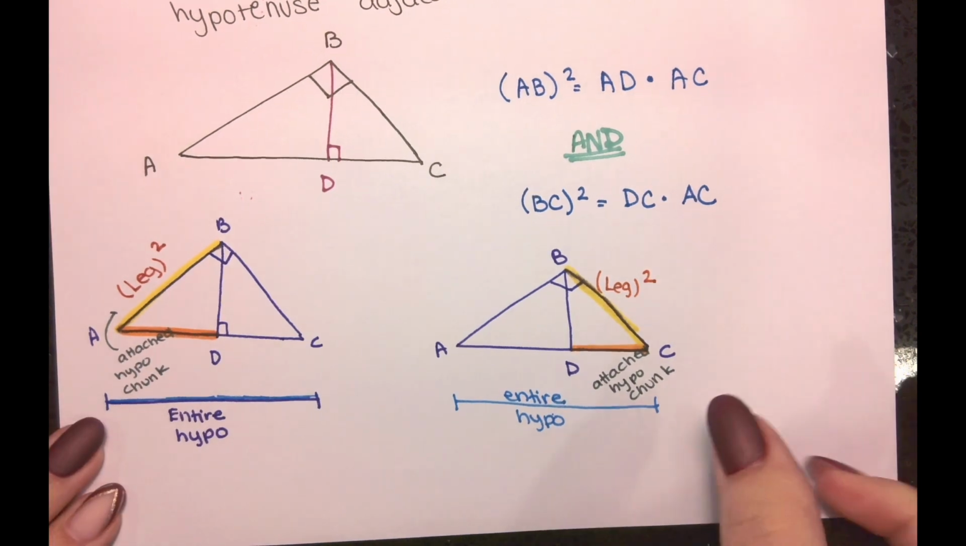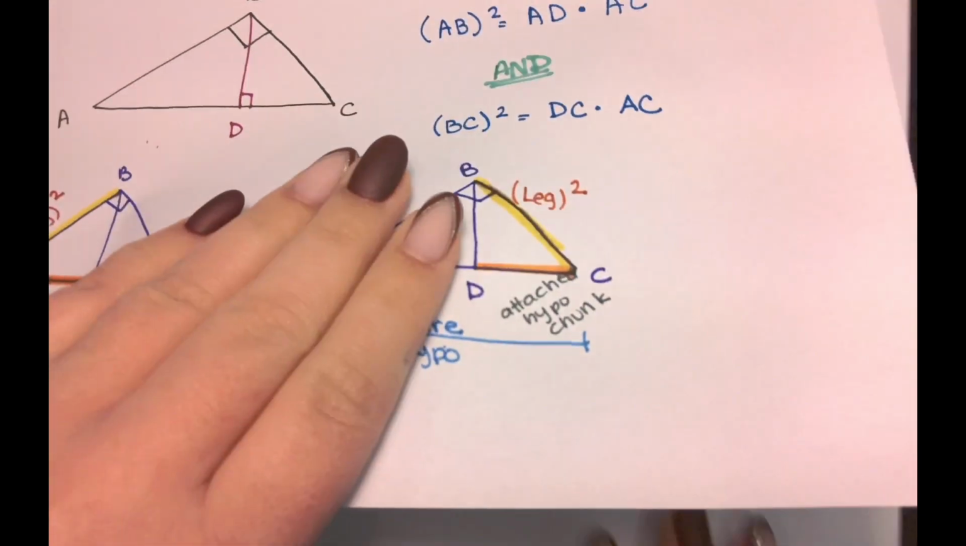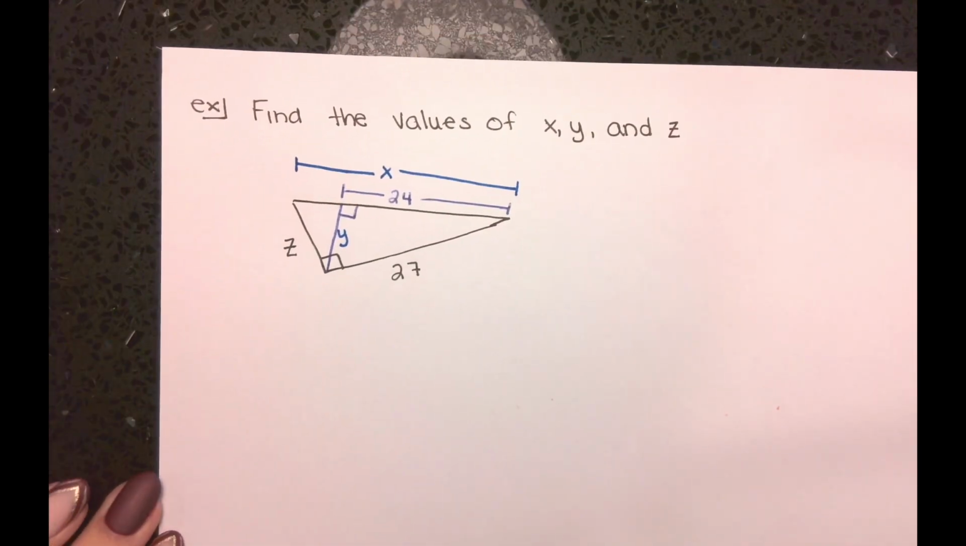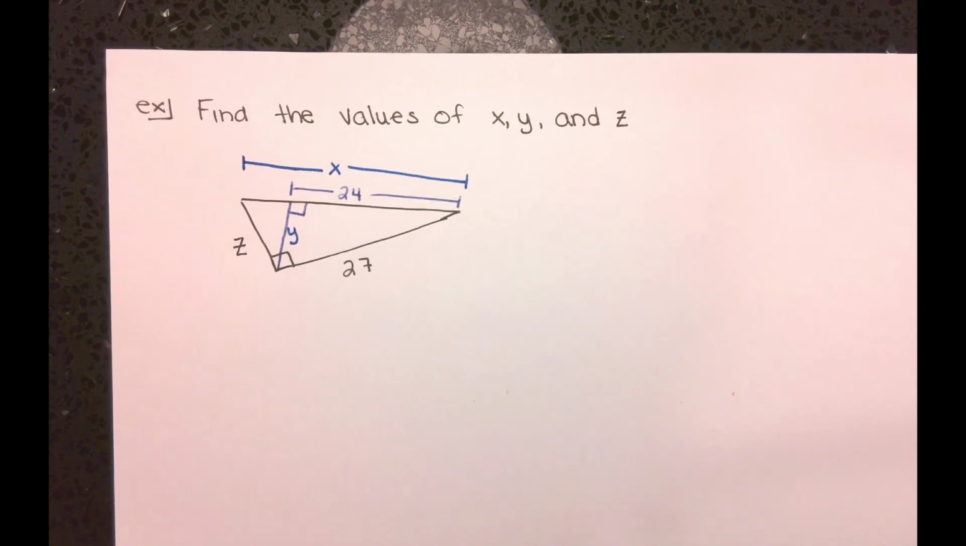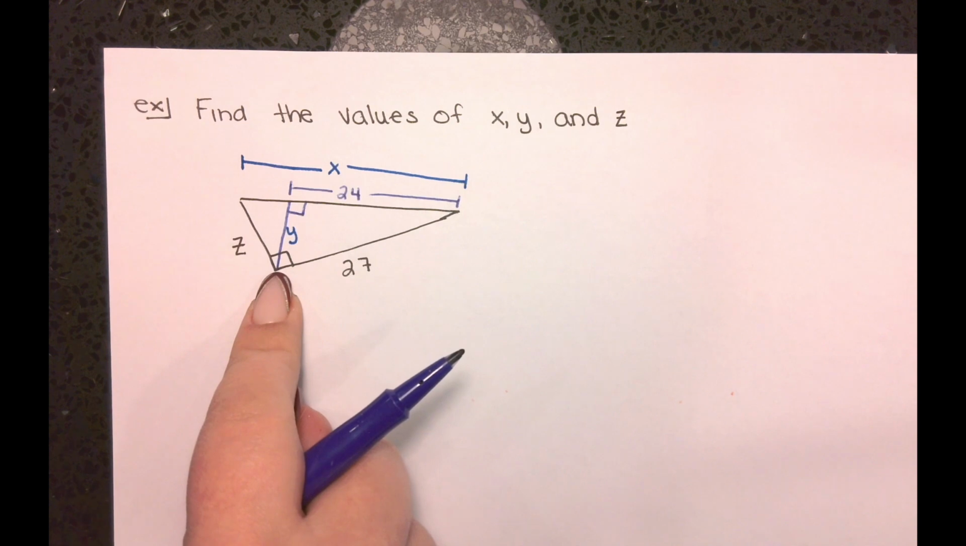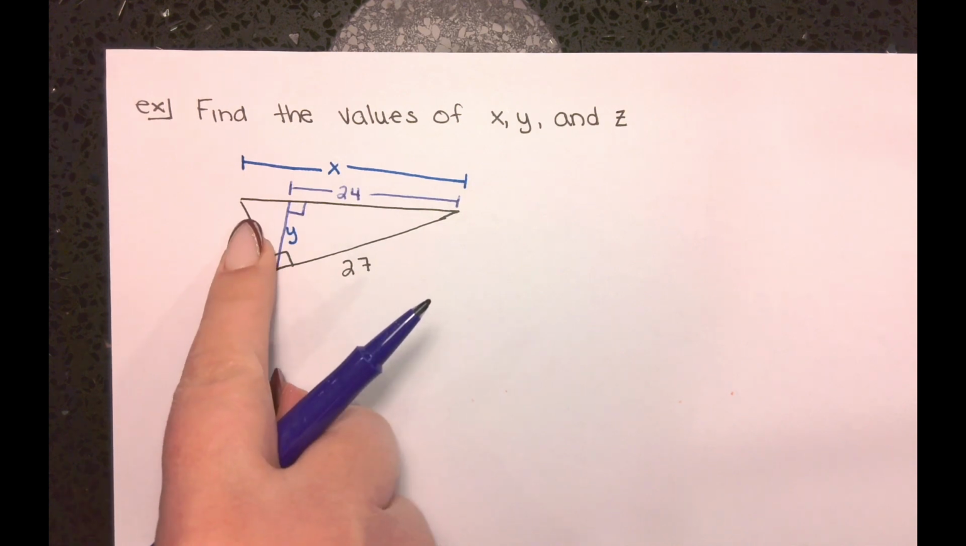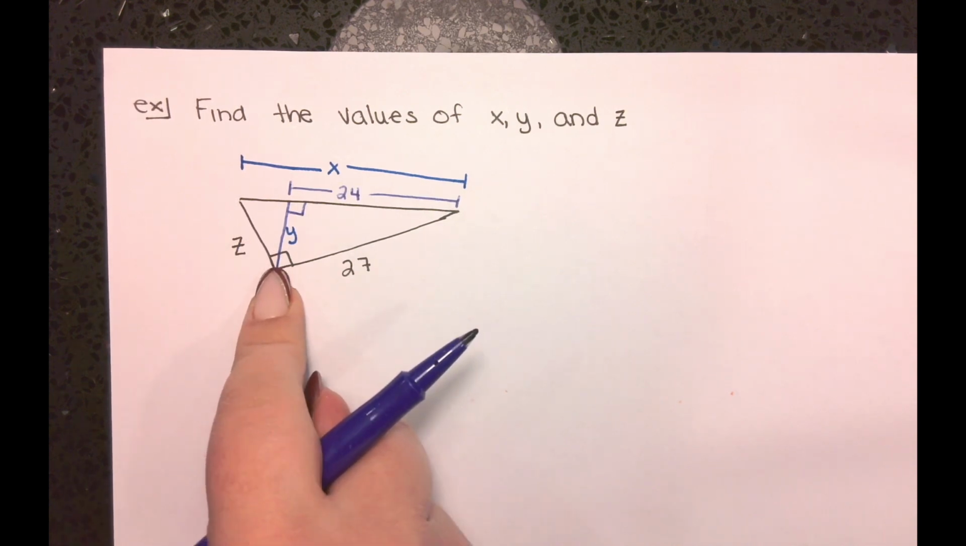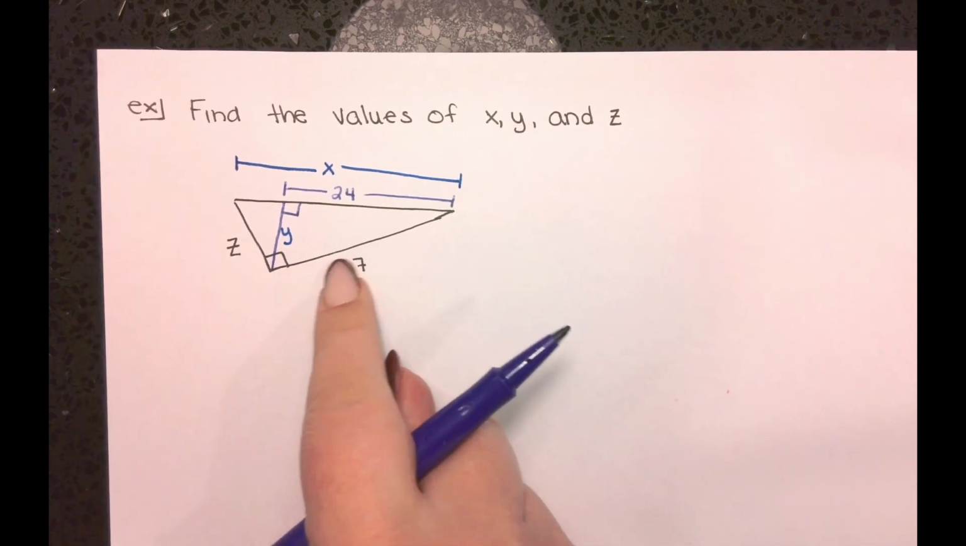Okay, let's do an example. We got 2 examples, and then that will be it for our video for today. First, we want to label what do we have and what do we need. I see an altitude right here. I don't have that, right? It's Y. I see a leg here, that's Z. And I see here 27.